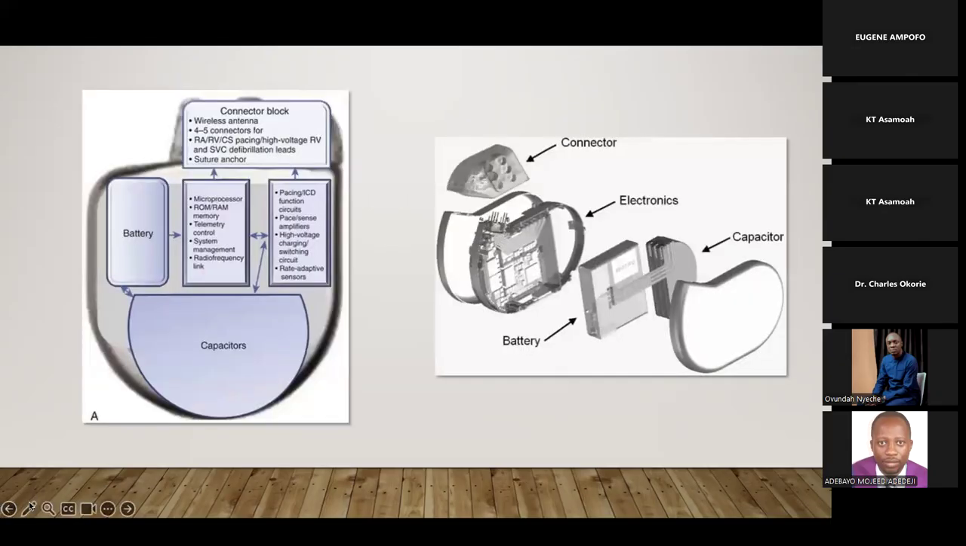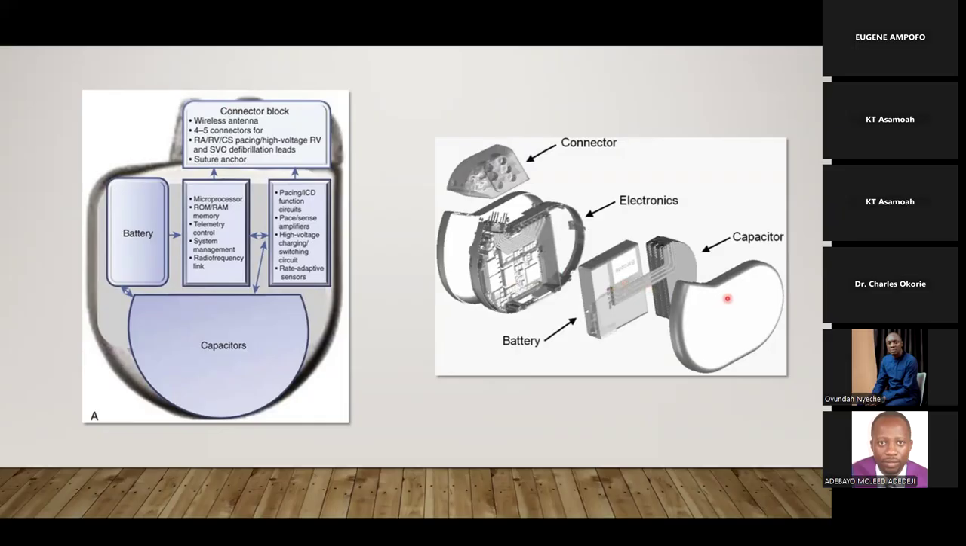So over here we have a picture of the ICD. So this is the generator, the pulse generator or the can. So here's the capacitor. Because the ICD may end up giving a shock, it needs to store energy. And so it has a large capacitor so that it can store enough energy to deliver a shock if necessary. Then we have the battery, and then this is the circuit board where you have all the electronic stuff. And then here you have the connector. This is what the lead connects to.